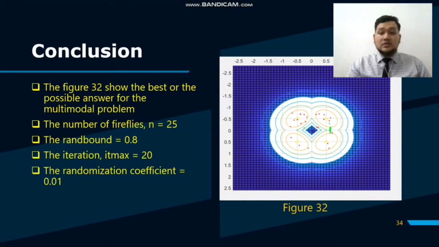So the conclusion is that figure 32 shows the best answer for the multimodal problem, where we set the number of fireflies n equal to 25, the when bound equal to 0.5, the iteration equal to 20 and the randomization coefficient equal to 0.01. These are the best answers for the multimodal problem.